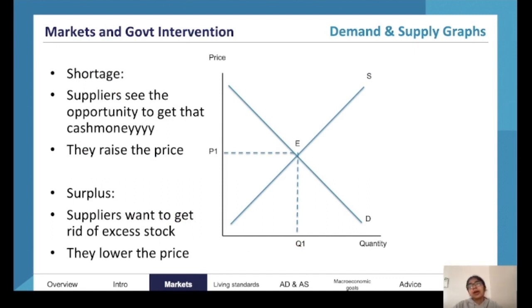So a little bit about demand and supply graphs. If there is a shortage, it means that suppliers see an opportunity to get more money. So shortage usually means that prices go up. They can raise the price because of that shortage. If there's a surplus, suppliers want to get rid of the extra stock that they have, and they actually just lower the price instead.